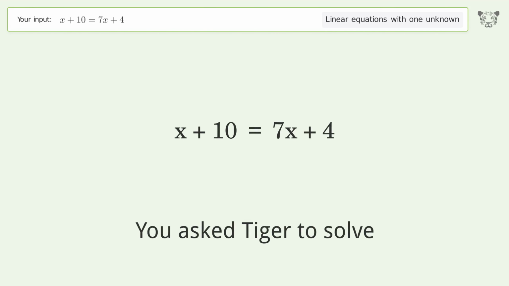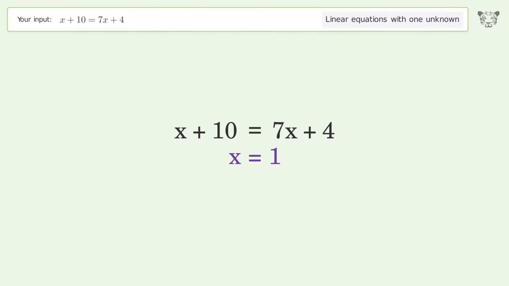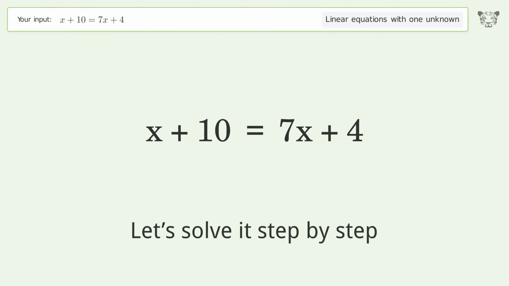You ask Tiger to solve this. It deals with linear equations with one unknown. The final result is x equals 1. Let's solve it step by step.